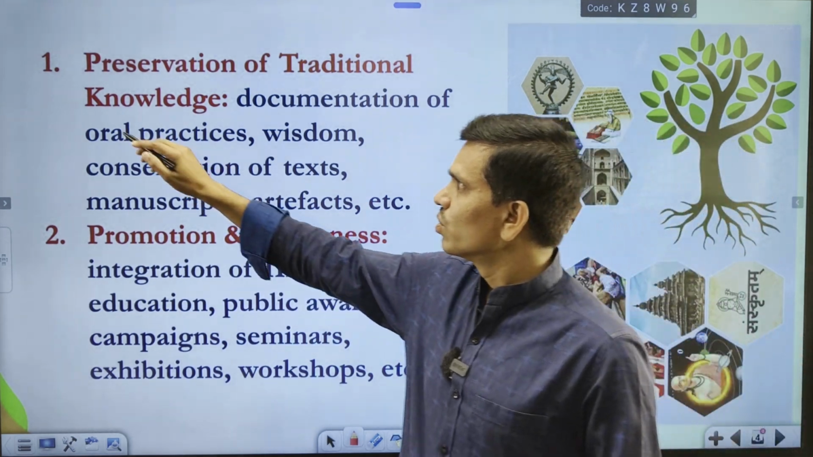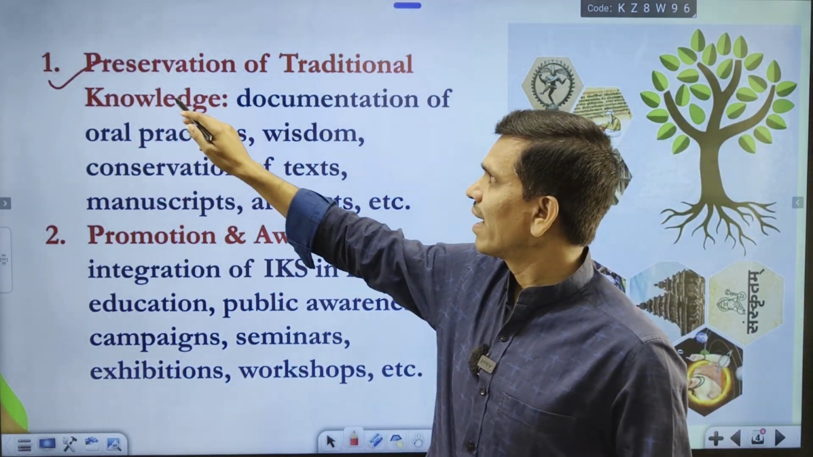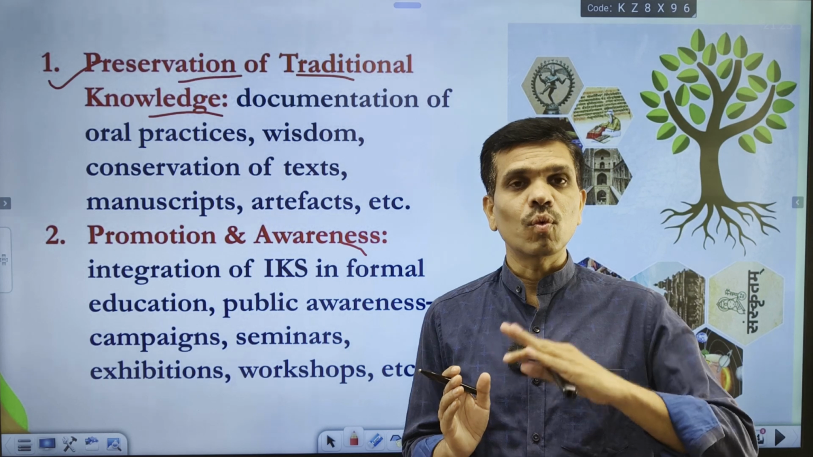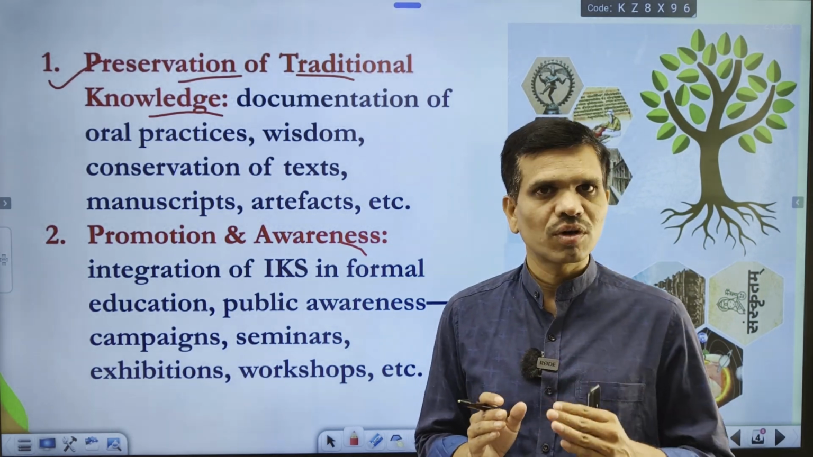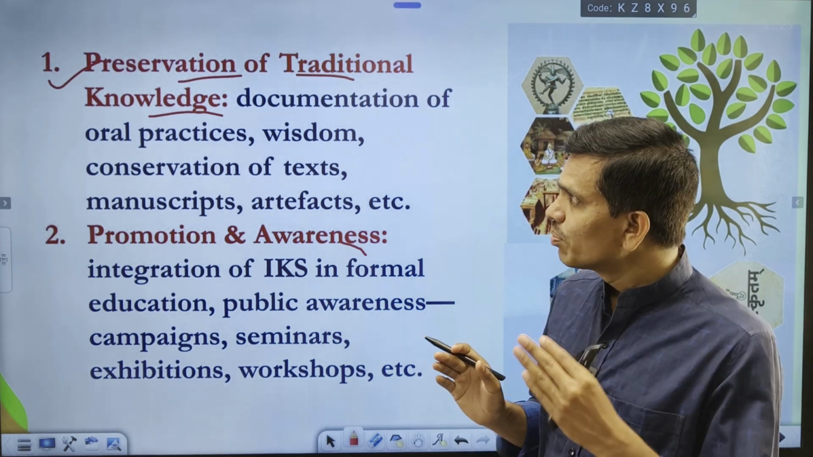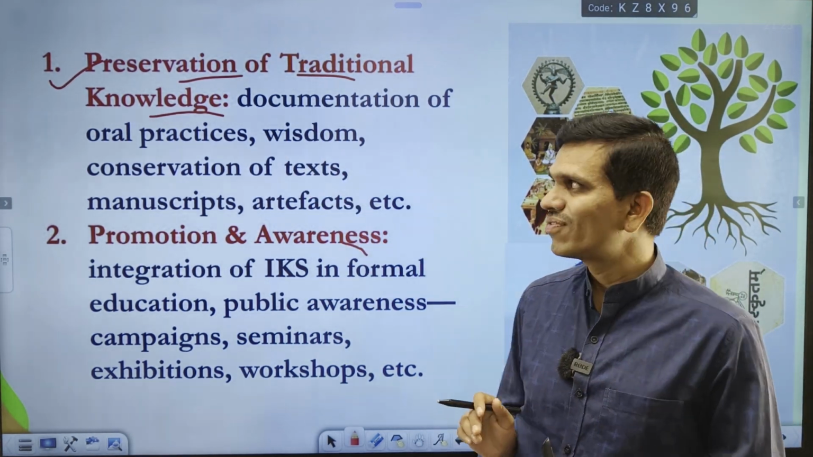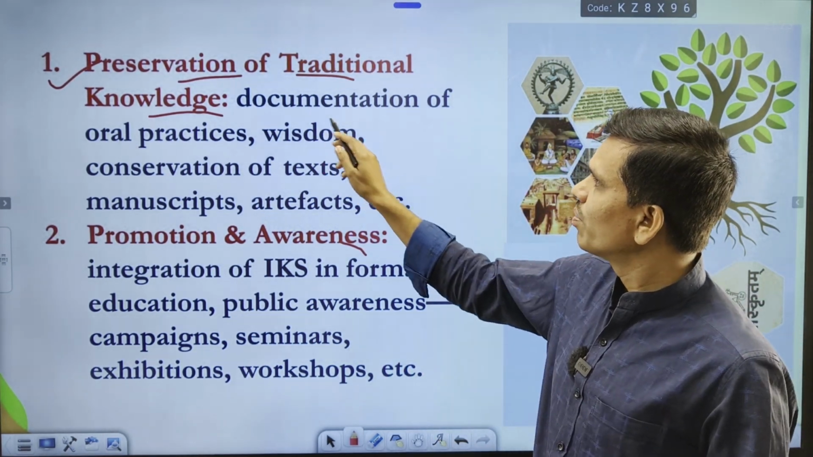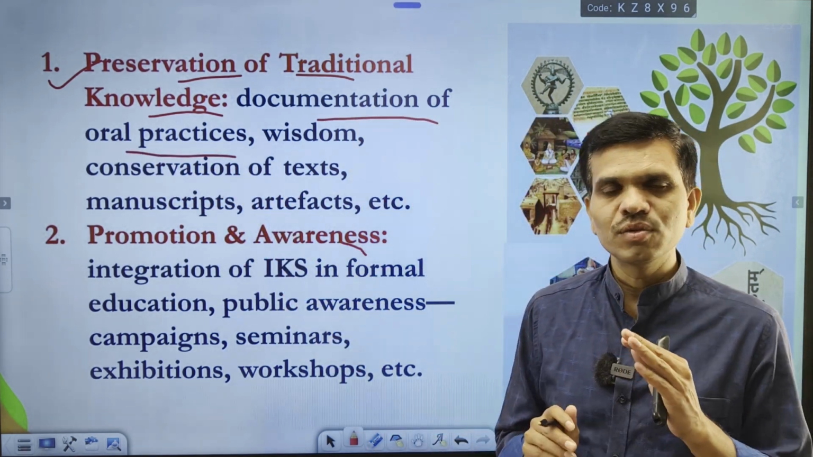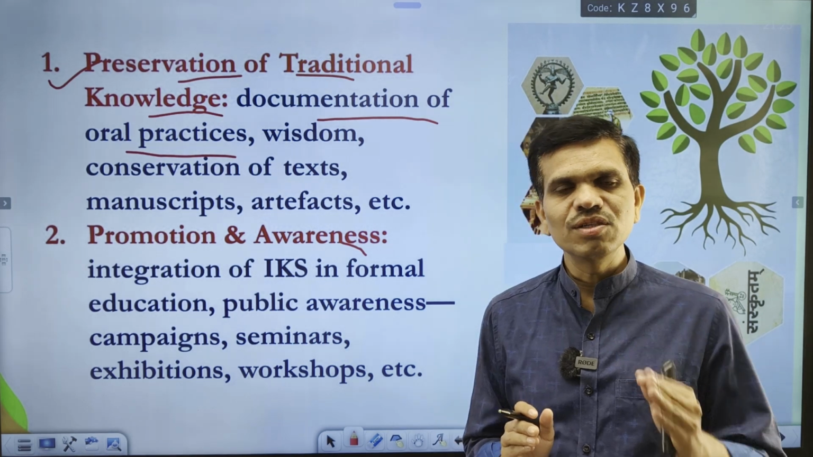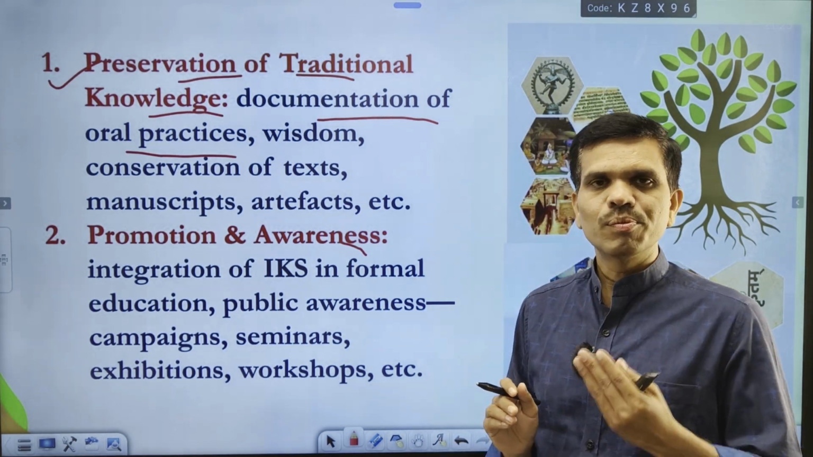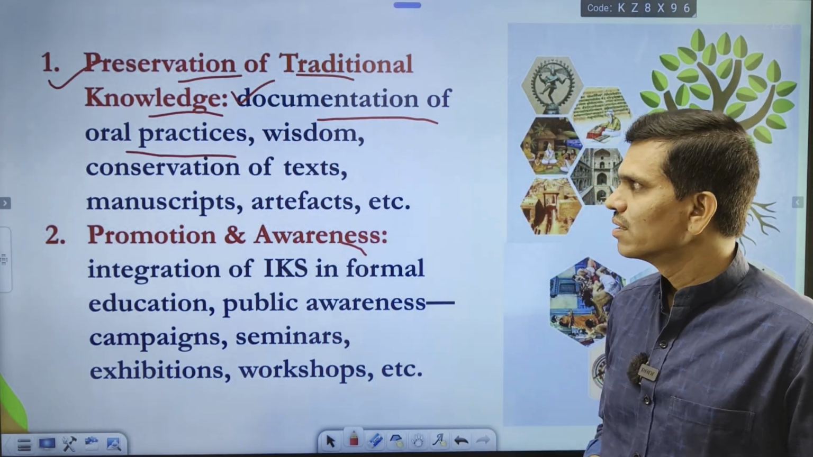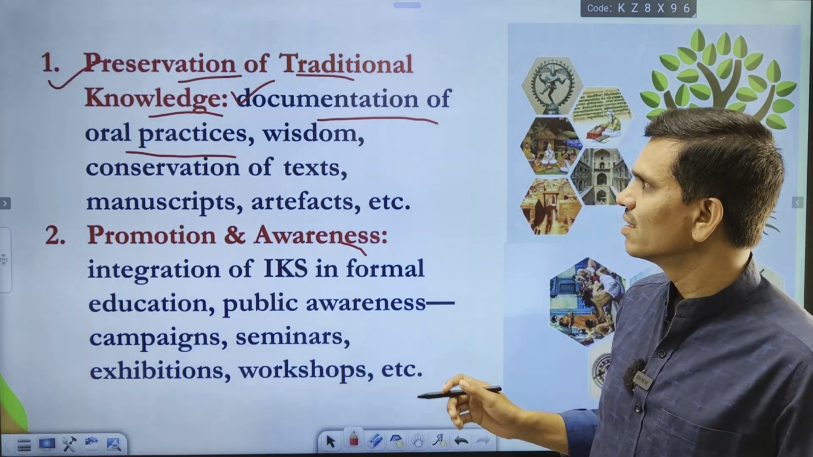Very first, here you can see the very first objective of IKS is preservation of traditional knowledge. Now as we all know that we have a vast body of traditional knowledge or ancient knowledge existed in India. To preserve it is one of the prime objectives of IKS. And how are we going to preserve this ancient knowledge? Through documentation of oral practices, because we know that we have a lot of oral traditions existed in India, and we can preserve all those oral traditions through documentation. So this is one of the means to preserve ancient Indian knowledge.